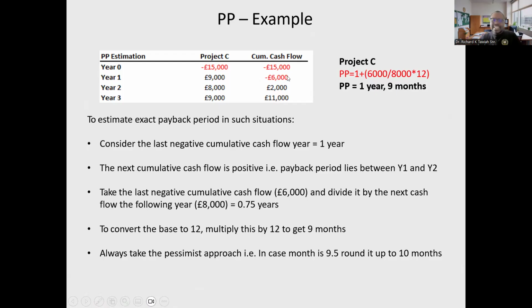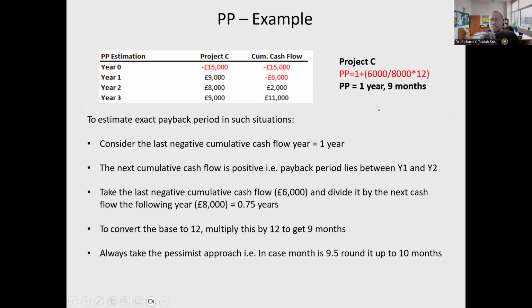So it is that 6,000 negative figure which changed to become positive because of that 8,000 positive effect. So that negative 6,000 divided by the cash flow. So it is the last negative cumulative cash flow divided by that positive cash flow. Ignore the negative, ignore the positive, use the absolute, multiply by 12. That's all. So that's why I say 6,000 divided by 8,000 times 12 gives you 9 months. So this one paid us back in 1 year, 9 months.